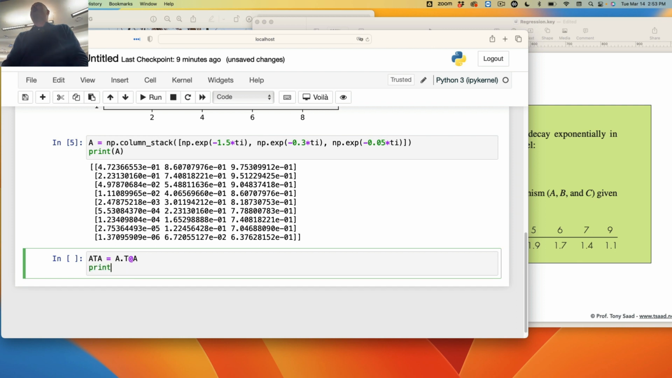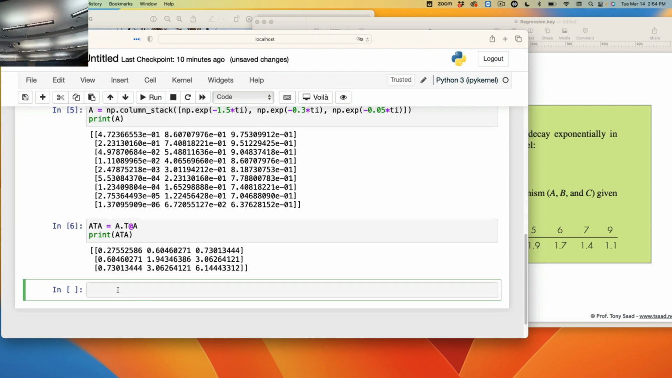And if I print ATA, what is the size of ATA? 3 by 3, right? So if you're kind of confused about it, just ask yourself, how many unknowns do I have? We have 3, A, B, and C. So our system of equations needs to be 3 by 3. Okay? So if I print ATA, indeed it is 3 by 3. Correct. Good sanity checks, okay?